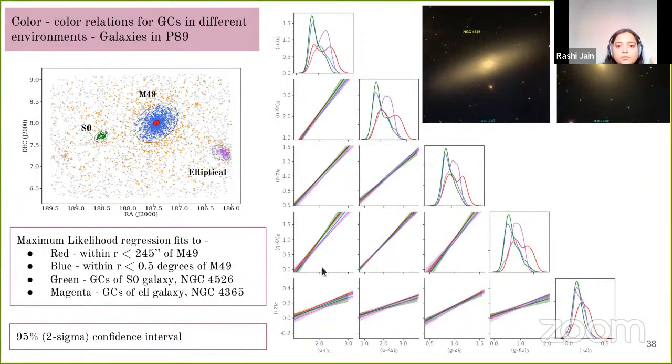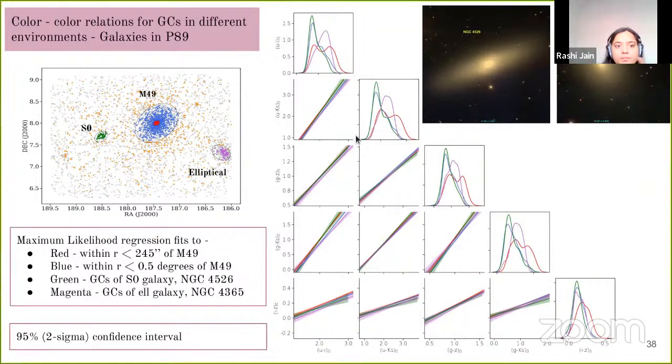So we have done a maximum likelihood fit for the color distribution, and the hatched area shows the 2 sigma, or 95% confidence interval, of the fits. And on the histogram panel, we see the color distribution of the respective colors, and they are consistent with what one expects of the galaxies. So, for example, the elliptical galaxies here.